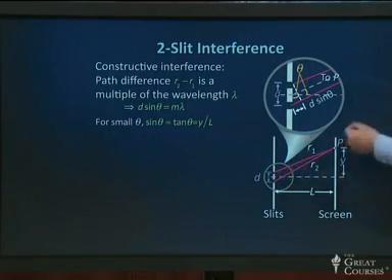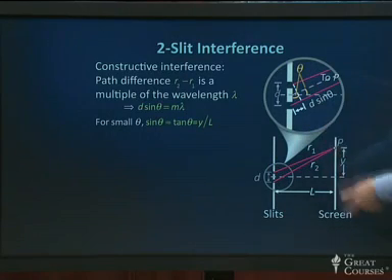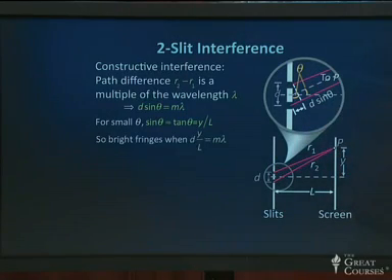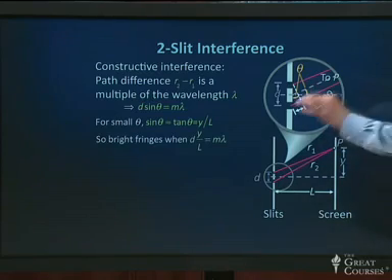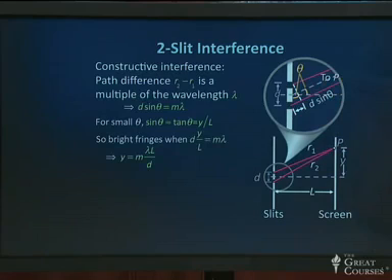Y over L is the tangent of that angle. So sine theta is approximately tan theta, which is y over L. So we're going to have bright fringes when d times y over L is an integer multiple of the wavelength. That tells us what y is. y is m times lambda L over d.